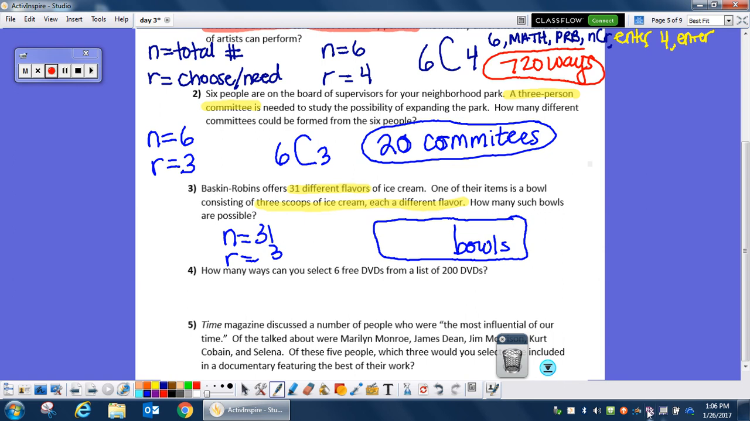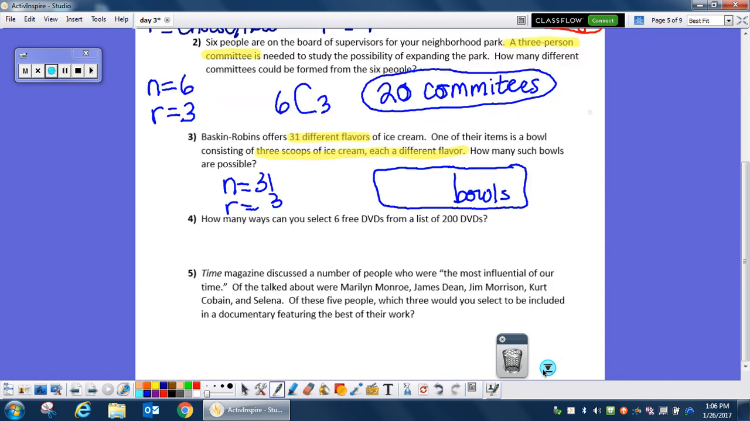Next one. You are selecting 6 DVDs from a list of 200. So what makes this not a permutation is you're just selecting 6. It doesn't say you have a least favorite, a favorite, or anything in between. So you just need 6. So hopefully you can figure out what your n is and what your r is, and then how many ways you can do this. Okay?